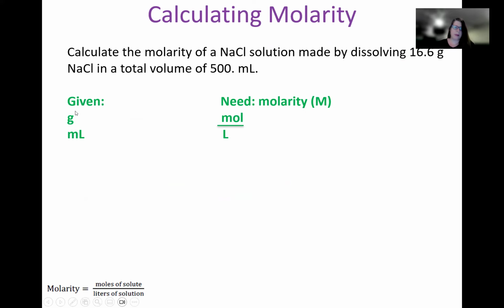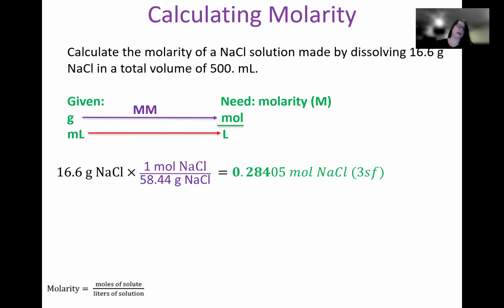So I'm given both grams and milliliters, and I need molarity. What that means is I need to divide moles by liters. So first, I'm going to convert grams to moles using the molar mass. Then I'm going to convert milliliters to liters using the definition of milli. And then finally, I'll divide moles by liters.